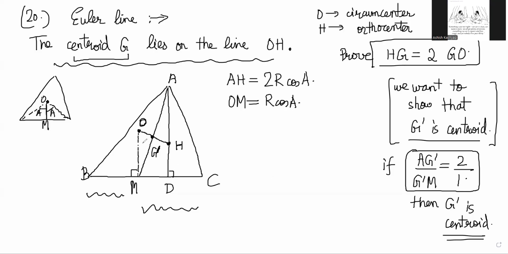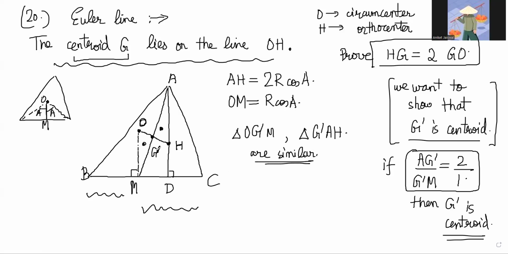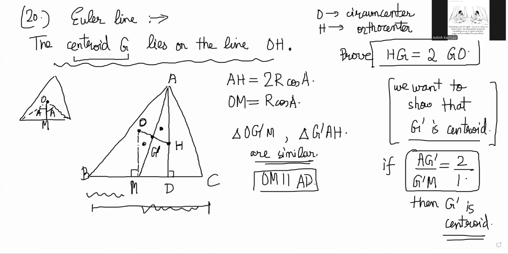Now we can prove that triangle OG dash M and triangle G dash AH are similar, by the AA property. One angle is obviously equal, and for the other you can say that OM is parallel to AD, because both of them are perpendicular to the same line. So if OM is parallel to AD, then this angle will match this angle, and the triangles are clearly similar, right?